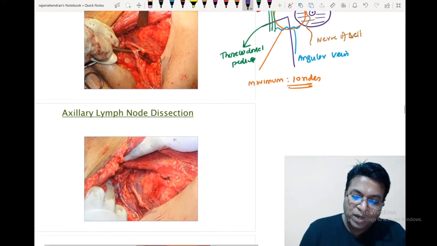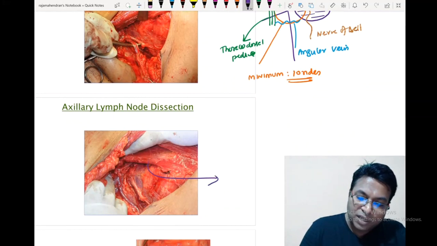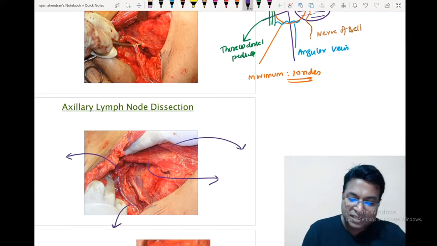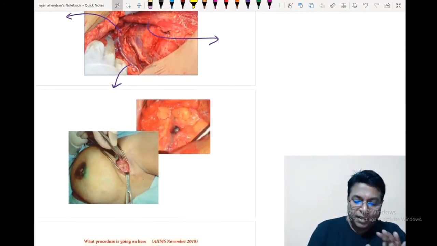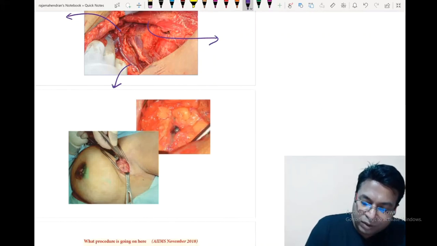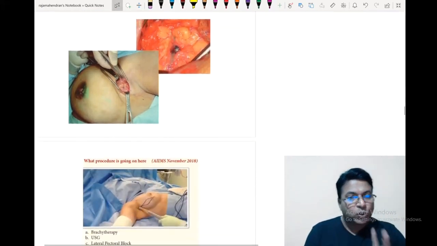So can you see here the boundaries very clearly? You can see this is pectoralis minor, this is pectoralis major, this is thoracodorsal pedicle, this is axillary vessels. Every boundary is seen in this. This is an axillary dissection. This is a definite MCQ for your exam. What is going on in this and this? There are two images I am showing you.